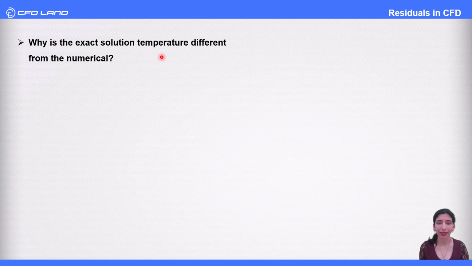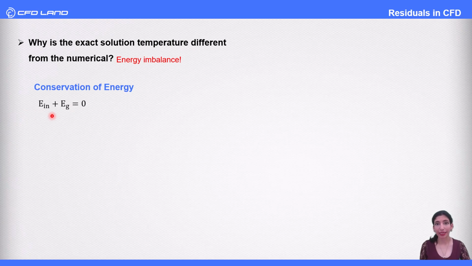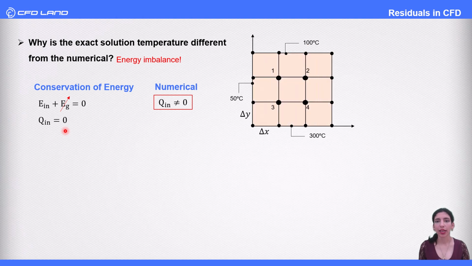What is energy imbalance? Do you remember the conservation of energy, where we said that the total inlet of energy plus generated energy equals 0, and we assume there is no generation of heat, so our total heat flux equals 0? Well, news to you guys. In numerical solution, the total heat flux is not 0. Why? Let's take a look at our mesh once more.